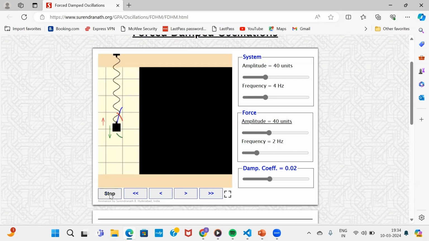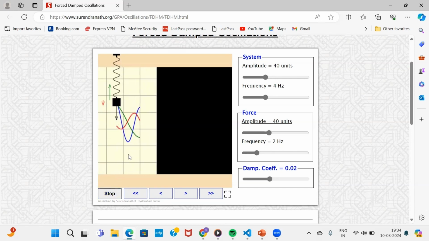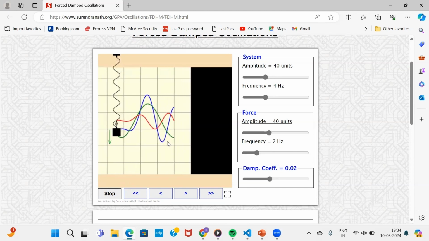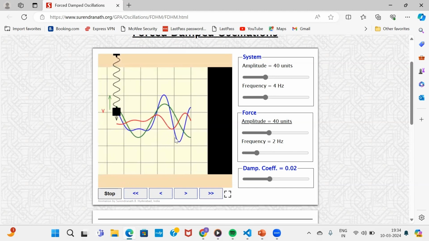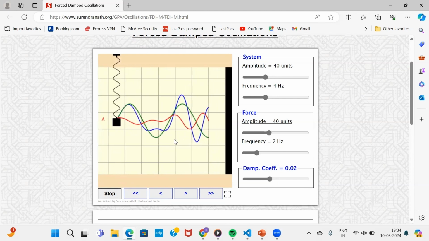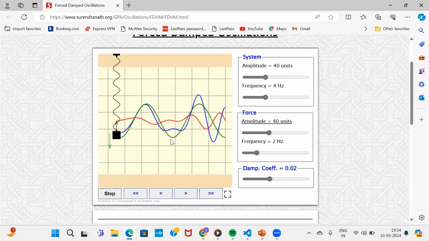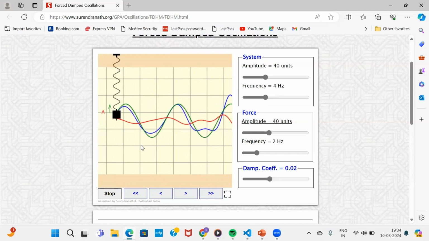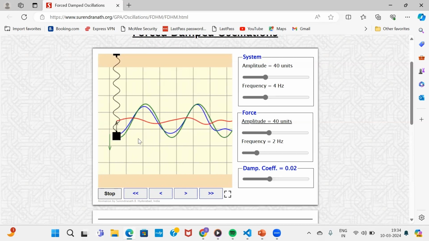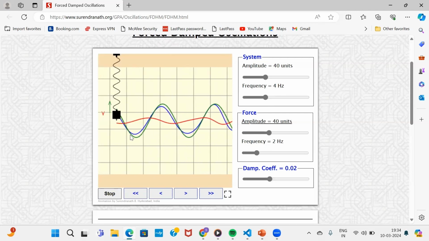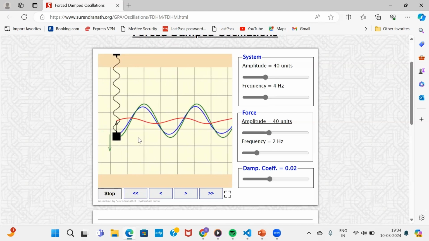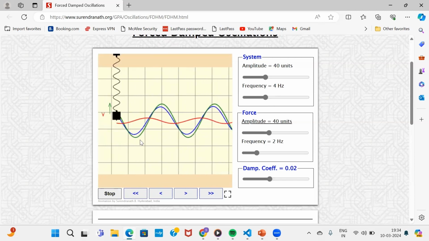So now I will show it here. In this case, the red color represents the damping effect, the green color represents the periodic force, and the blue color is the actual oscillation of the system. Okay, now you see here, after some time the system becomes stable. Now the system oscillates with the frequency of 2 Hz, that is the blue color here.